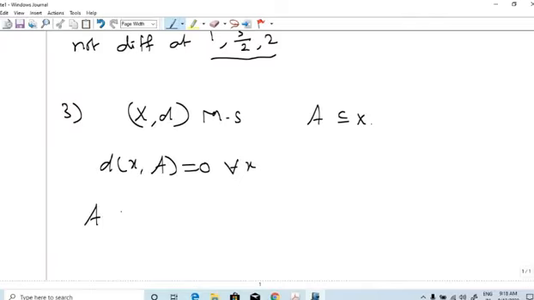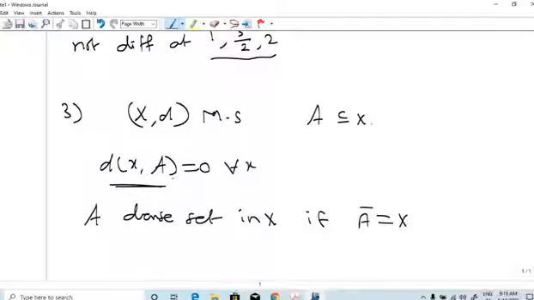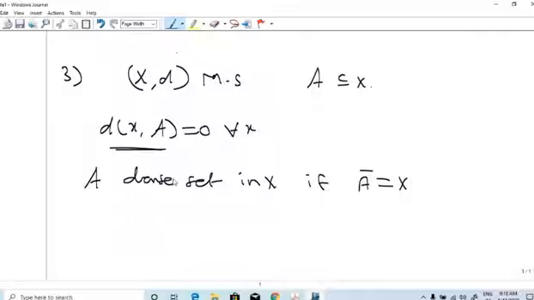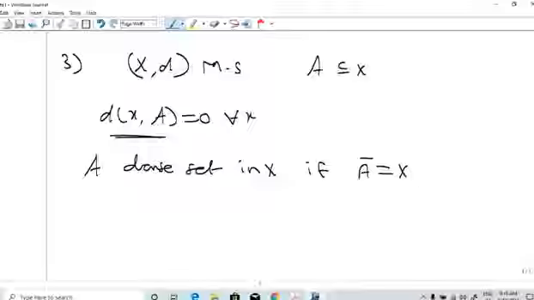We say A is a dense set in X if the closure of A equals X. If A closure equals X, then we say A is dense in X. So if this happens for all x, then we are going to show A should be a dense set. That means we can show A bar equals X. Since we already know that A is a subset of X, therefore A closure is a subset of X. Now we have to show the reverse inclusion, that is, X is a subset of A closure.